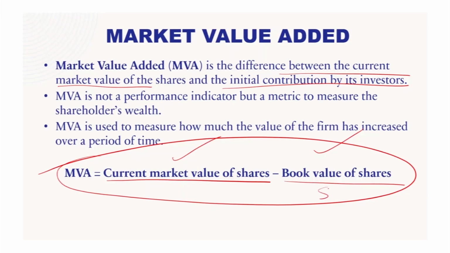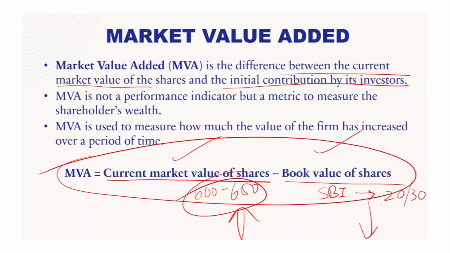When the shares were listed on any stock exchange, and what is the current market value of those shares. You can take the example of SBI as a share. When it was listed, it was like 20 or 30 rupees. Now the value of the share is more than 600 to 650. So the current market value of the share is higher and the book value will always be lower. So market value added is a similar type of concept, but it does not measure financial performance.